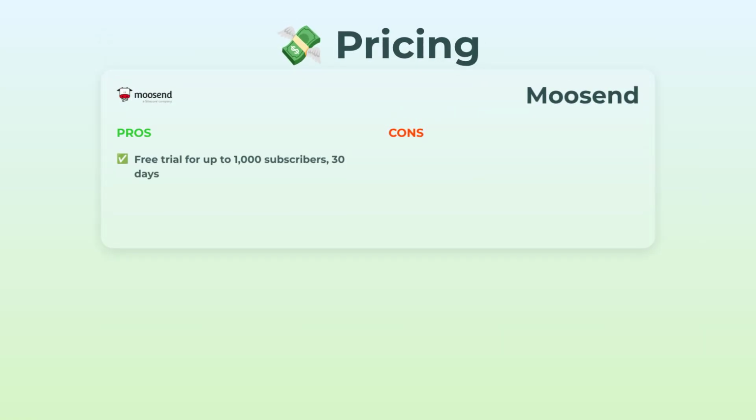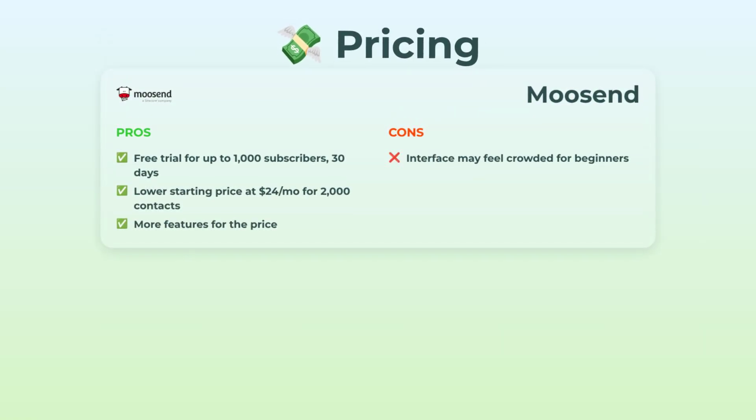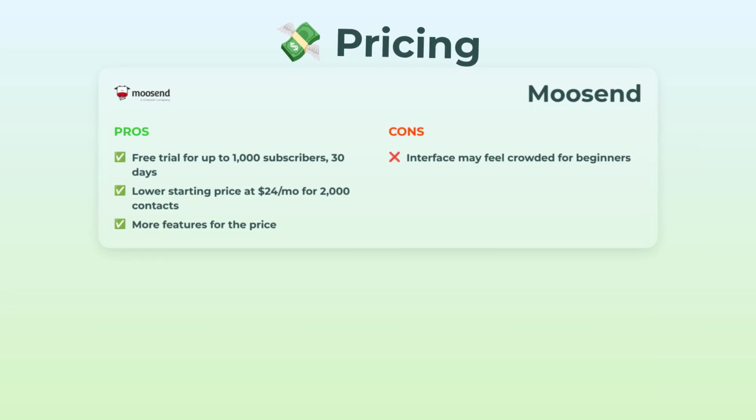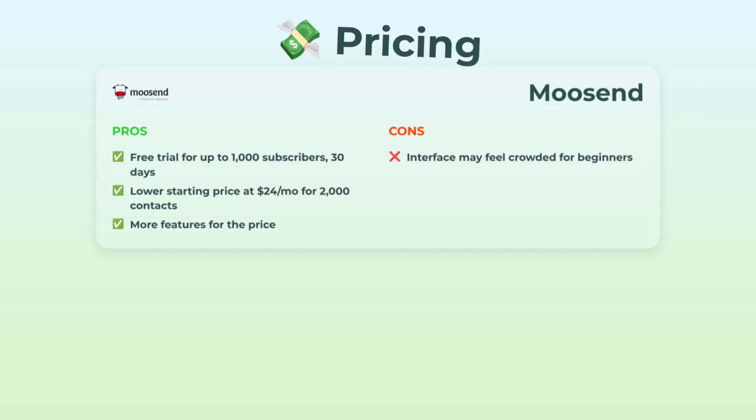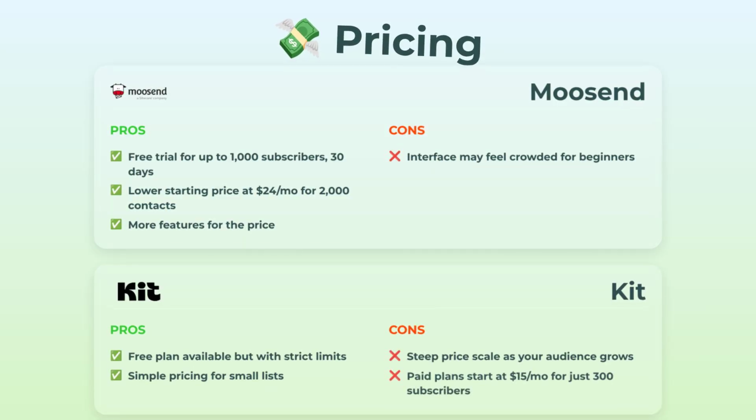All right, first up, pricing. So Moosend, honestly, they start really strong. There's a free trial for up to 1,000 subscribers for 30 days. So that's actually pretty chill if you just want to get a feel for things. Their paid plans start at $24 a month for 2,000 contacts, which is less than most of the competition, especially when you look at the features stacked in.